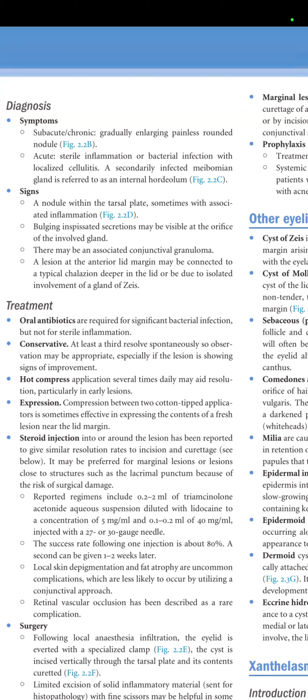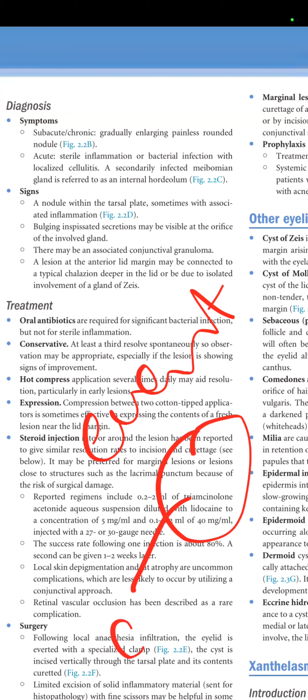So, what is a conjunctival granuloma? What happens if a patient presents with a chalazion? When you evert the eyelid, you will see granuloma formation in the conjunctiva, which also suggests that this is a chalazion. A chalazion at the anterior lid margin may be connected to a typical chalazion deeper in the lid or due to isolated involvement of a gland of Zeis.